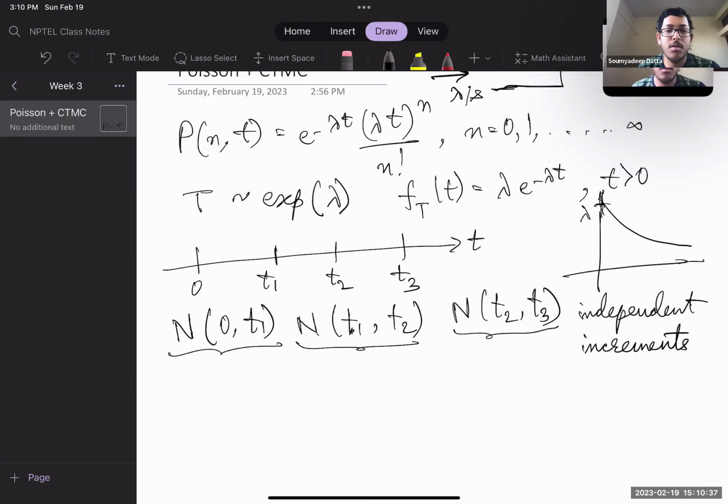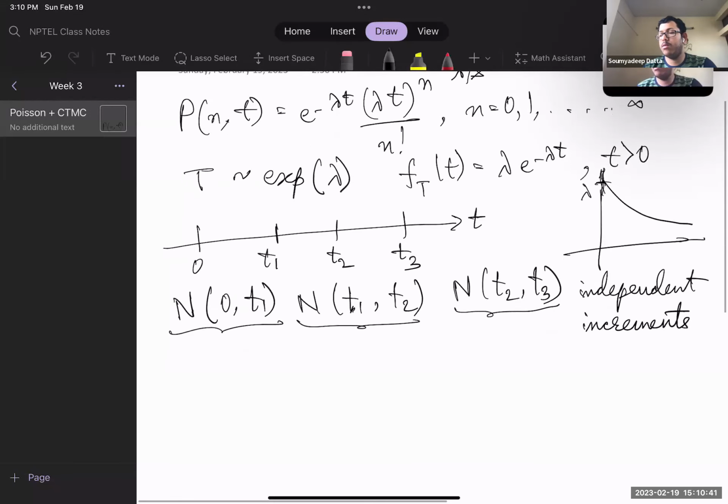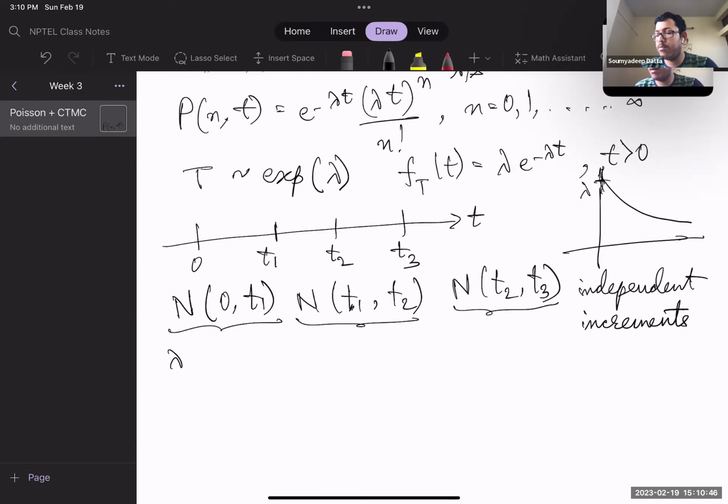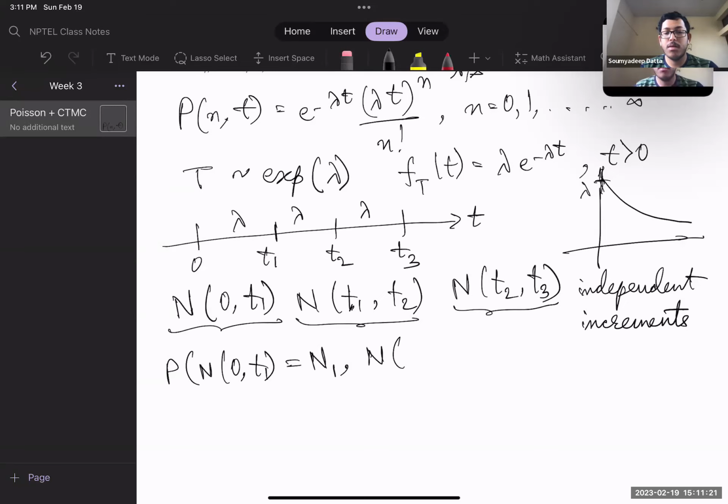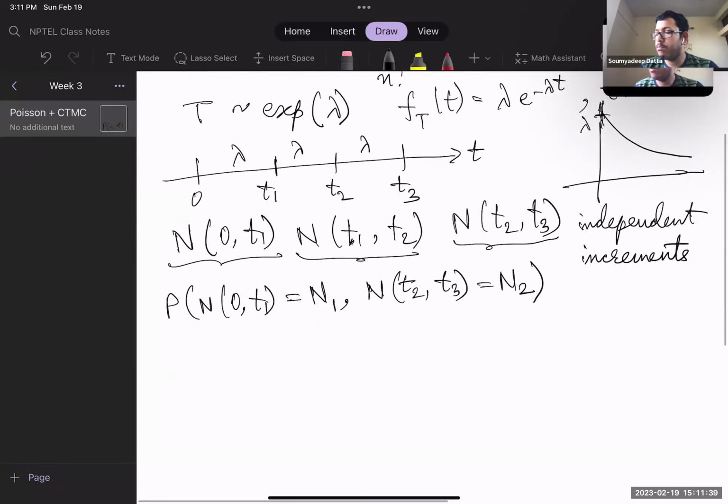Let's say we have lambda 1, lambda 2, lambda 3. Actually, no, it's just all the same lambda. So lambda, lambda, lambda. The arrival rate stays the same. I want to calculate the probability that the number of arrivals from 0 to T1 equals some N1, and the number of arrivals from T2 to T3 equals N2. I want to compute this probability, that's it, right?